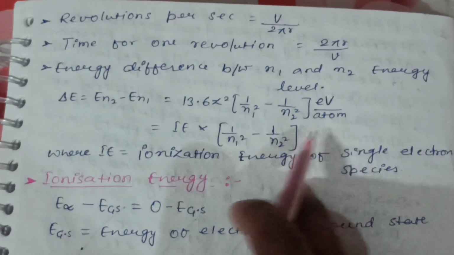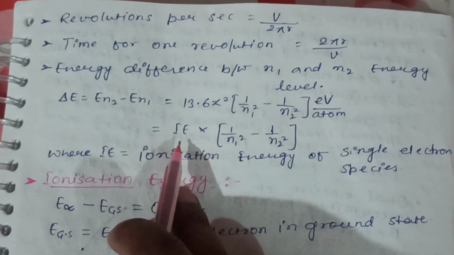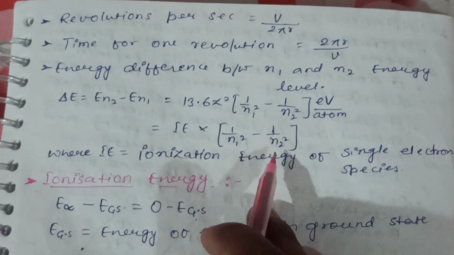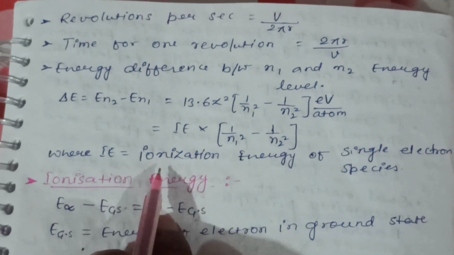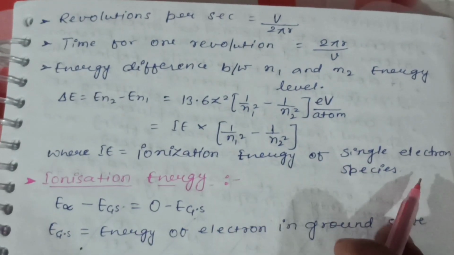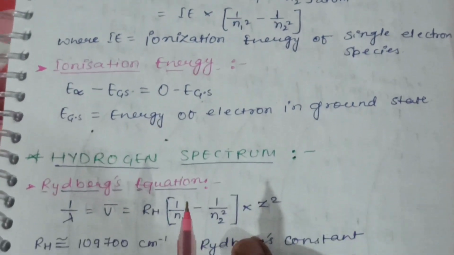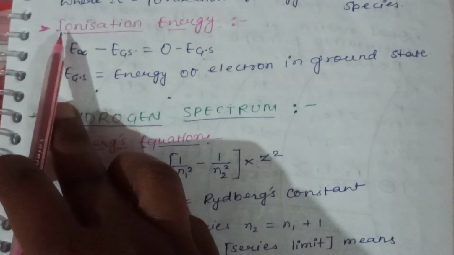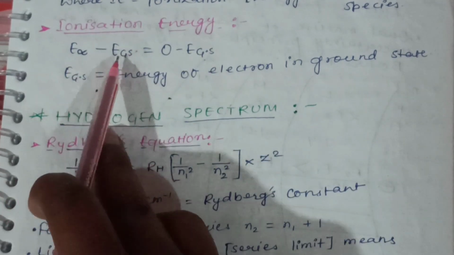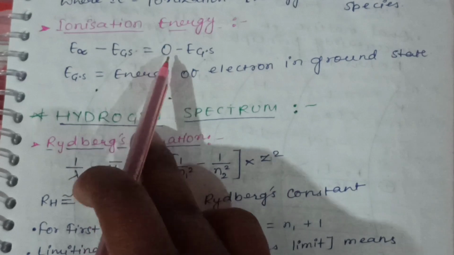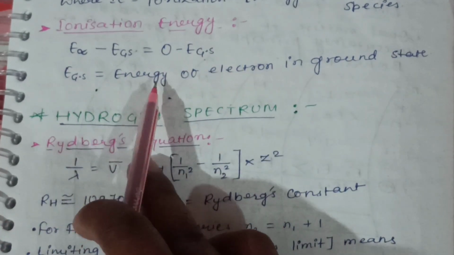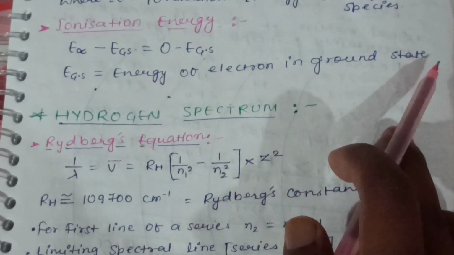eV per atom = IE × (1/n1² − 1/n2²), where IE is the ionization energy of single electron species. Ionization energy = E infinity − E ground state = 0 − E ground state, where E ground state is the energy of the electron in the ground state.